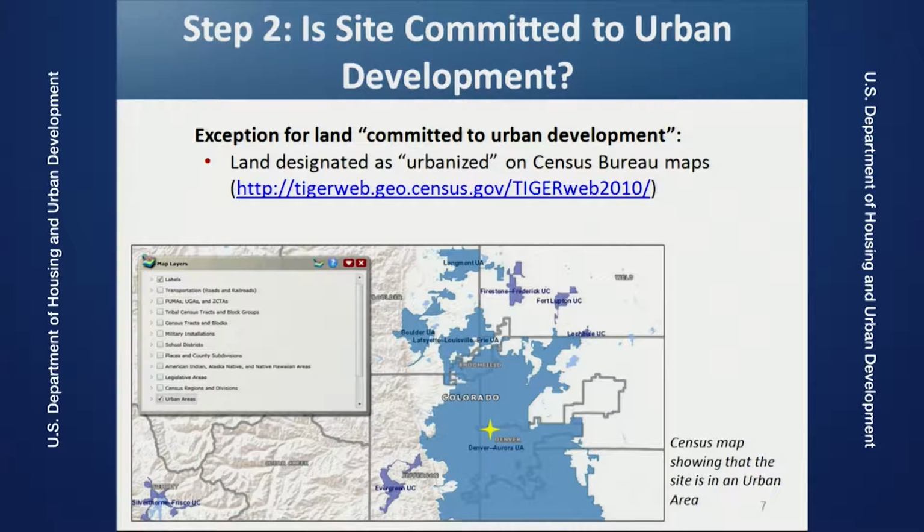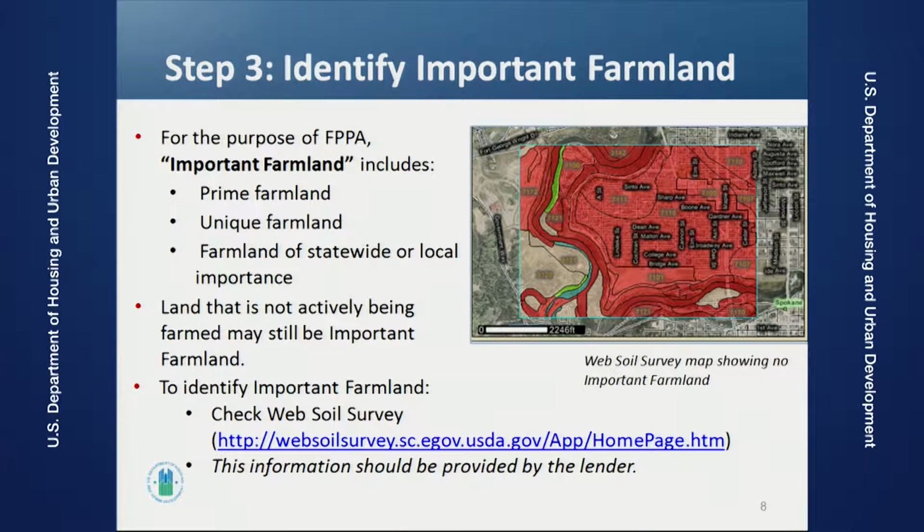You can see on the left where the map layers are, there's a checkbox for urban areas. That's the box you want to make sure to check. The areas in blue are urban areas. The areas in white are not committed to urban development. So if your project is in the blue area, you are in compliance. If you are in the white area, you will need to move forward to step three.